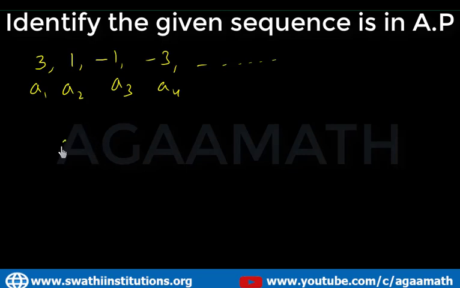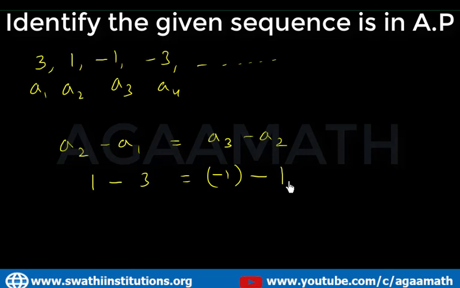I would like to check A2 minus A1 equals A3 minus A2. If it satisfies, then we can say that the given sequence is in arithmetic progression. So what is A2? It is 1 minus A1, which is 3, equals A3, which is minus 1, minus A2, which is 1. So 1 minus 3 is minus 2, that is negative 2. Minus 1 minus 1 is also negative 2. So we got the difference the same.